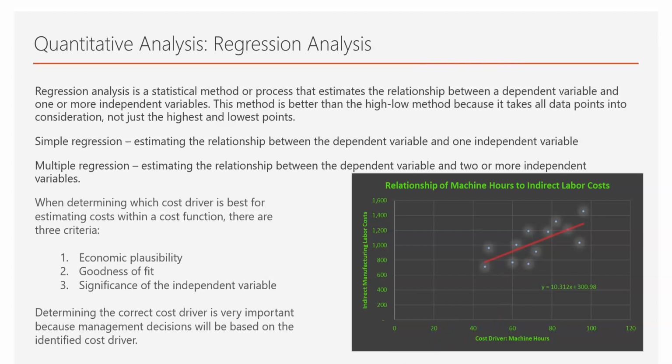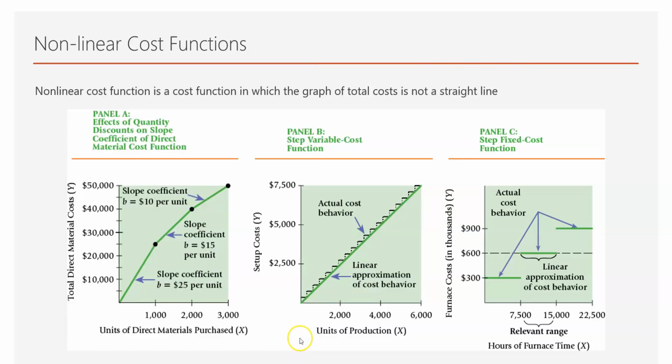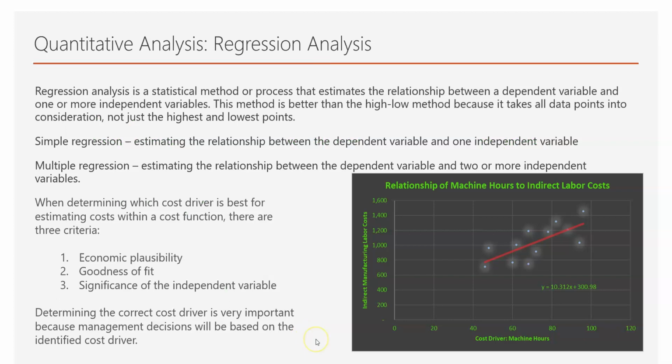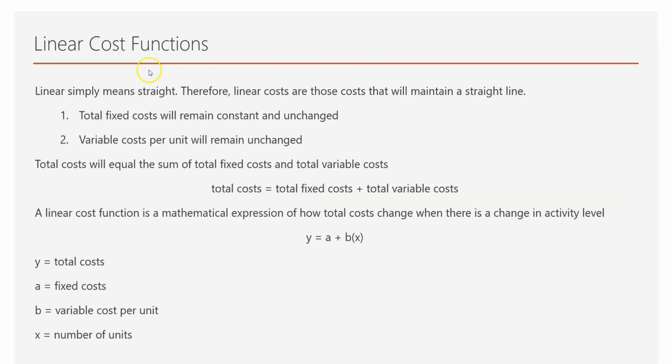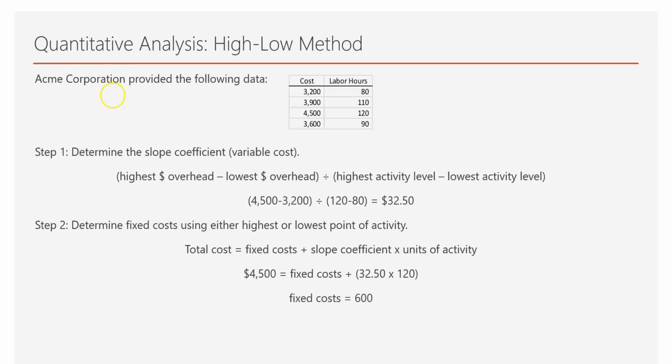Now let us take a look at nonlinear cost functions. Up to now, we've talked about linear cost functions. Let me scroll back here. We talked about the fact that linear simply means straight. Therefore, linear costs are those costs that will maintain one straight line. And we talked about total fixed costs remaining constant and unchanged, and variable costs per unit remaining unchanged. So now let's go to nonlinear costs.